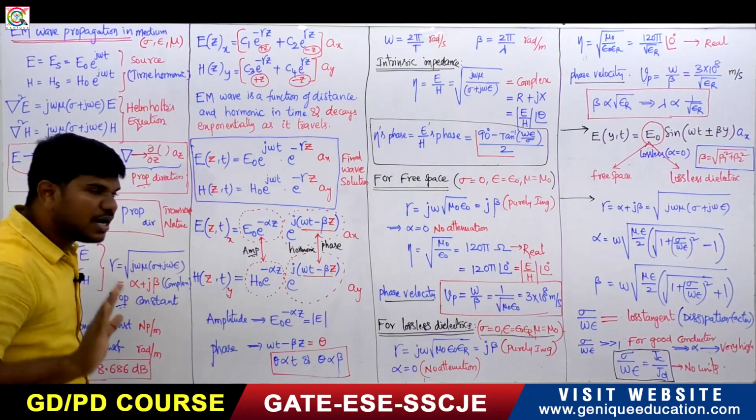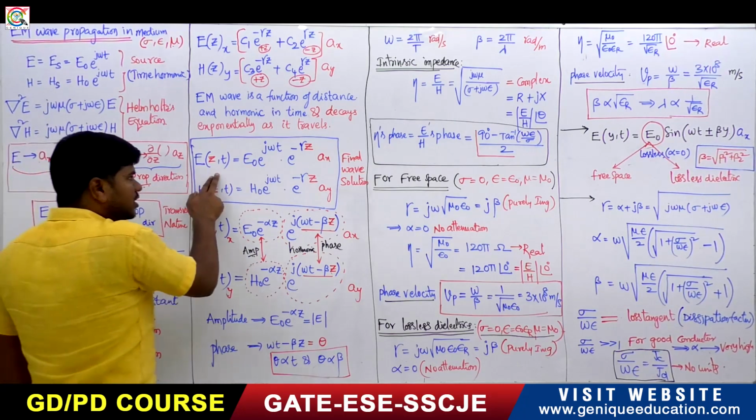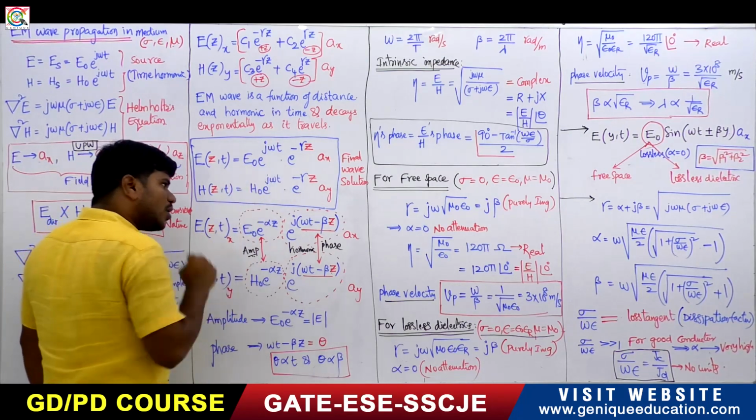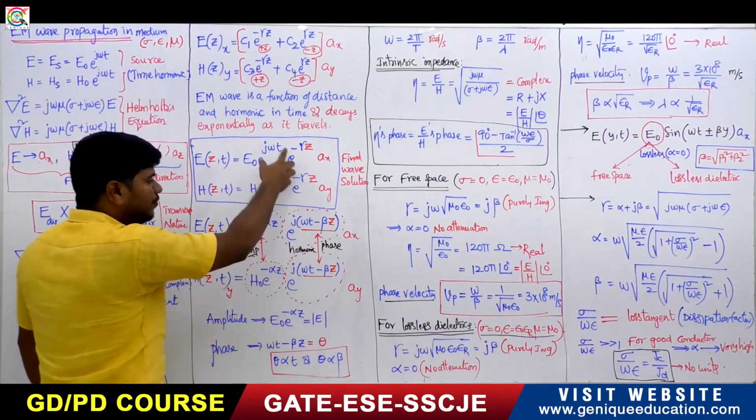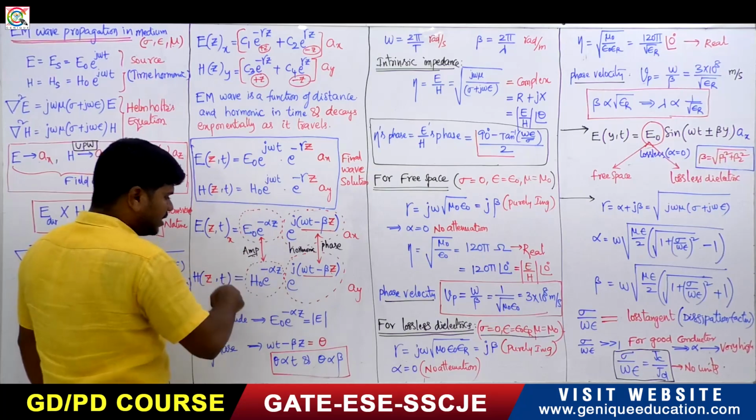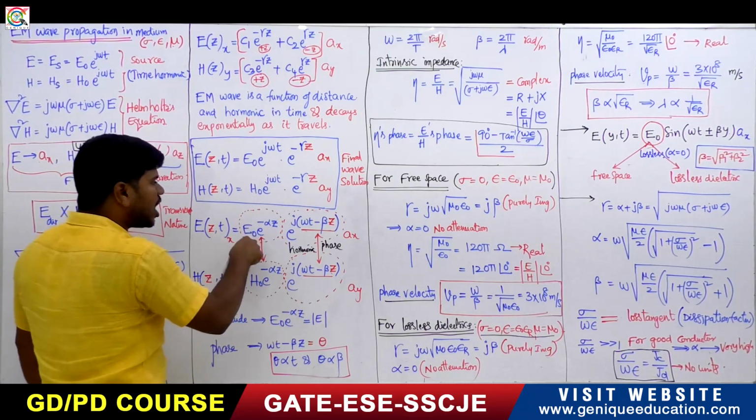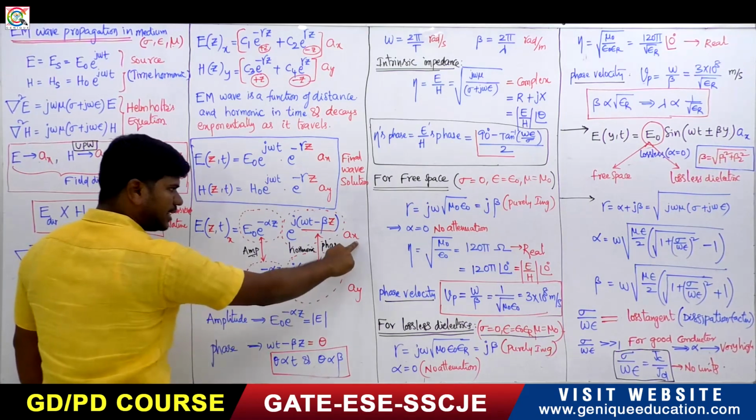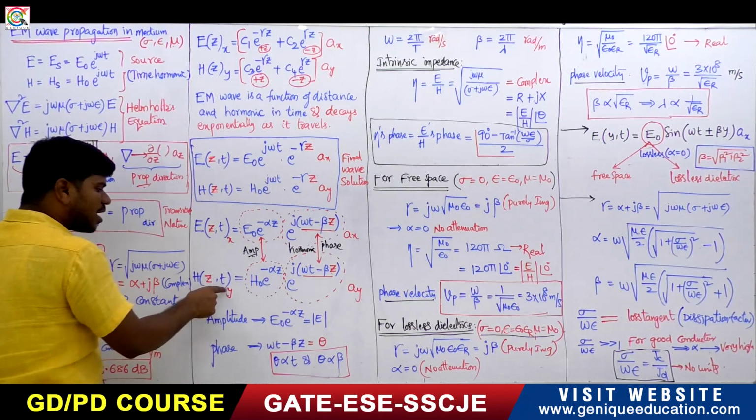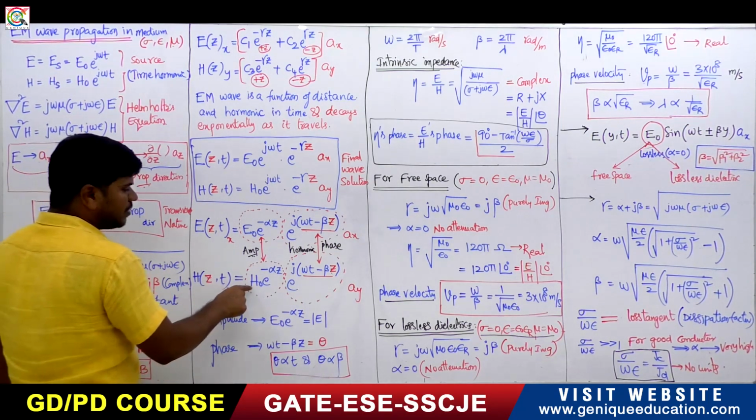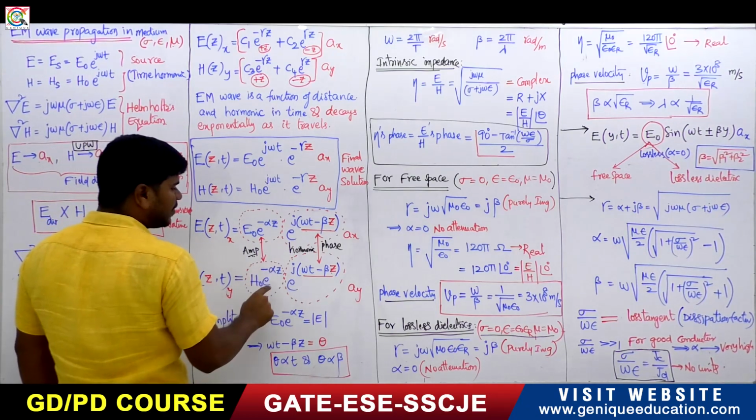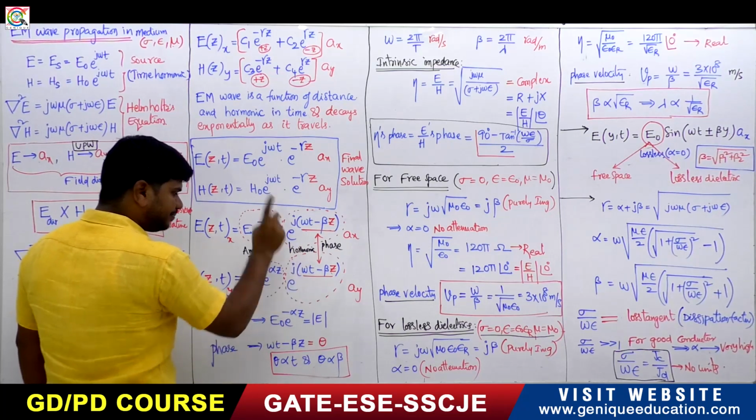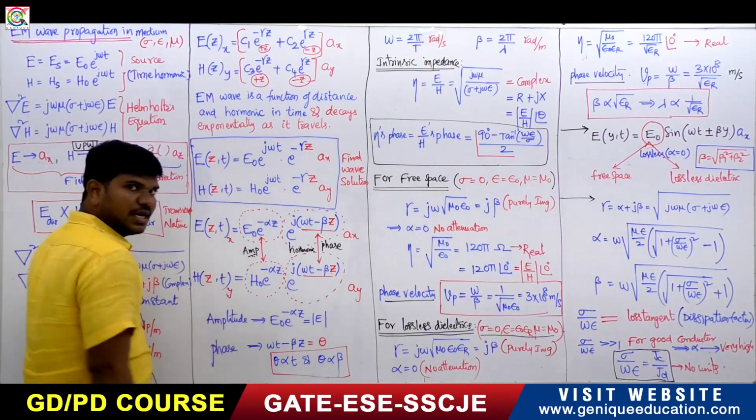So from now onwards, E of z is a function of the time harmonic and space harmonic. If you rearrange these equations, what is this? E naught e power minus alpha z into e power j omega t minus beta z, directed in x. H of z comma t directed in y is equal to H naught e power minus alpha z into e power j omega t minus beta z. Harmonics are the same here, right? But the amplitude will be changing.